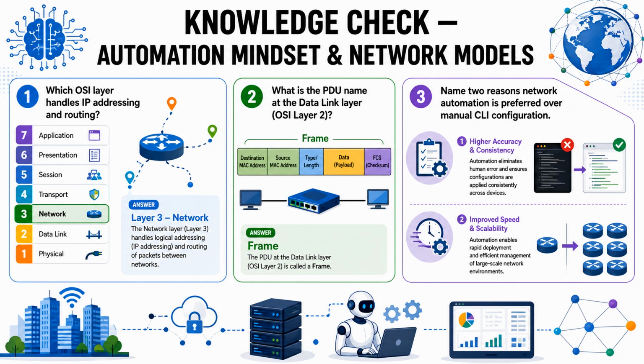Third question, name 2 reasons automation is preferred over manual CLI configuration. There are several correct answers, but the strongest 2 are consistency. Every device receives the exact same configuration with 0 manual entry variation. And scalability. You can push changes to hundreds of devices in the time it takes to manually configure 5. Speed and auditability round out the list. If you answered both correctly, you've nailed the business case for automation.